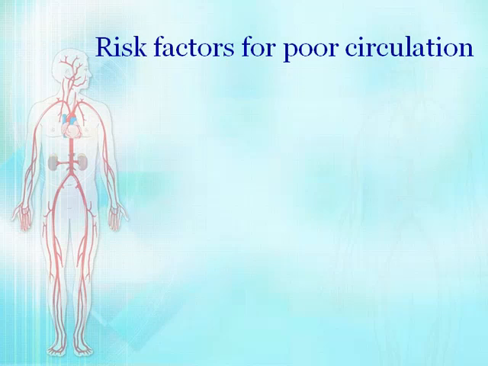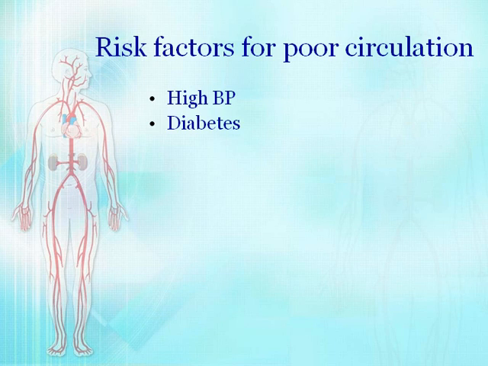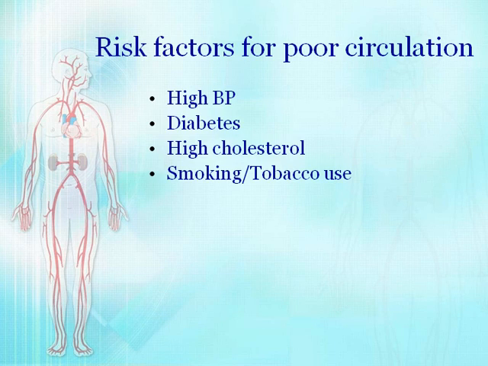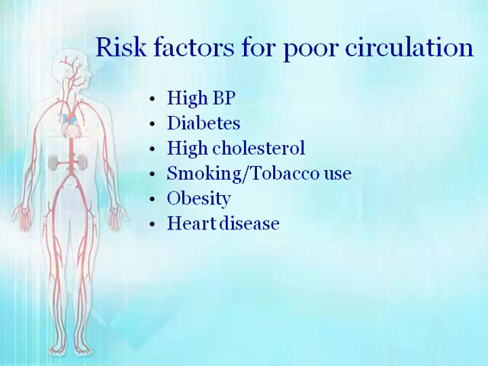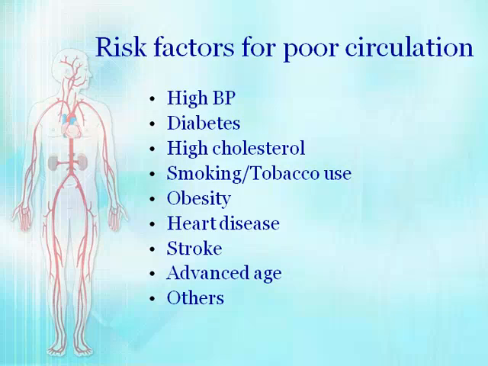So what exactly are the risk factors for poor circulation? High BP is one, so is diabetes, high cholesterol, smoking or tobacco use in any form or shape, obesity, heart disease, stroke, advanced age, and certain other factors. So any one or more of these factors, if you have them, will put you at a higher risk than average for having poor circulation.